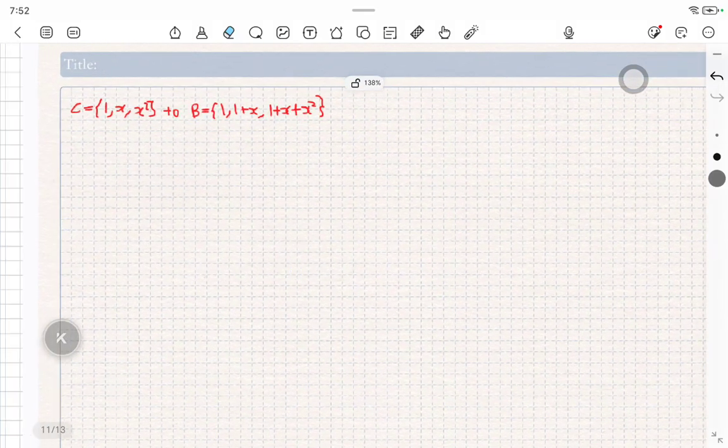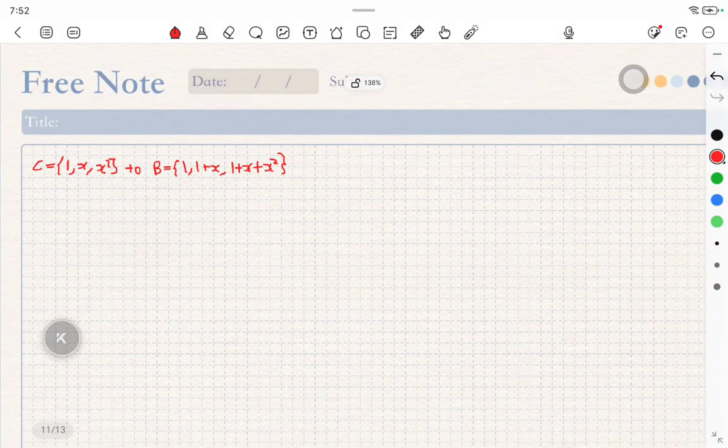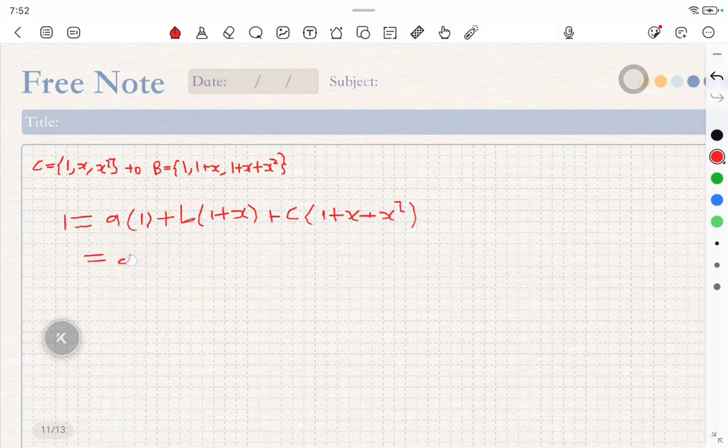Now since we're having C to B, we're going to have 1 is equal to a times 1 plus b times (1 plus x) plus c times (1 plus x plus x squared), which is equal to a plus b plus bx plus c plus cx plus cx squared.